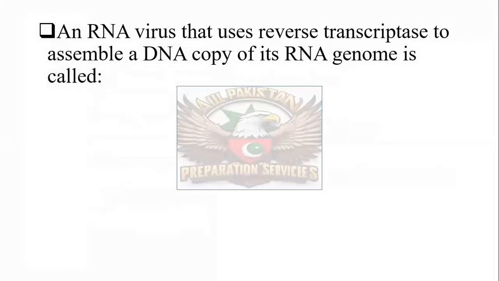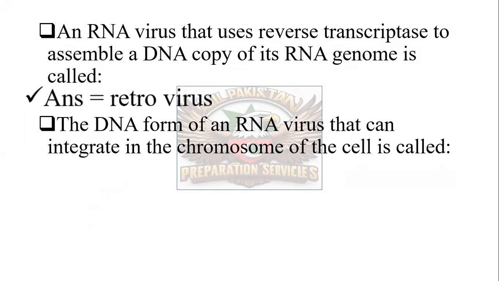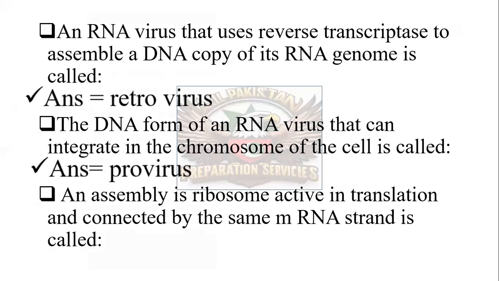An RNA virus that uses reverse transcriptase to assemble a DNA copy of its RNA genome is called a retrovirus. Next question. The DNA form of an RNA virus that can integrate in the chromosome of the cell is called provirus. Next question. An assembly of ribosomes active in translation and connected by a messenger RNA strand is called polysome.